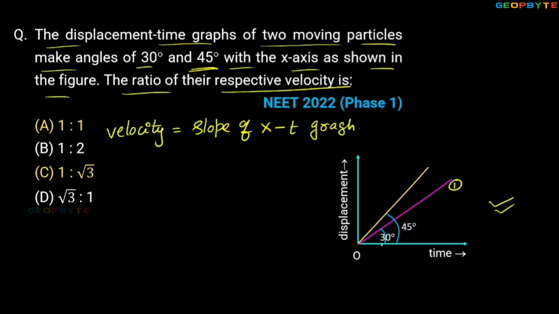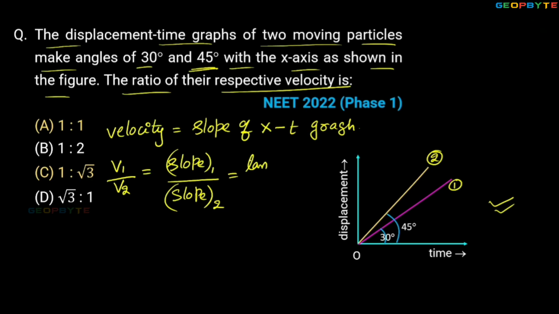Okay, look at the two particles. Particle 1 is maintaining an angle of 30 degrees. Particle 2's motion is maintaining 45 degrees. Therefore, V1 by V2 equals the slope of the first particle's displacement versus time graph divided by the slope of the second particle. Here, slope equals what? Tan theta only. Tan theta 1 divided by tan theta 2.